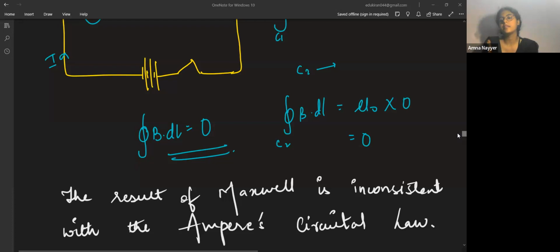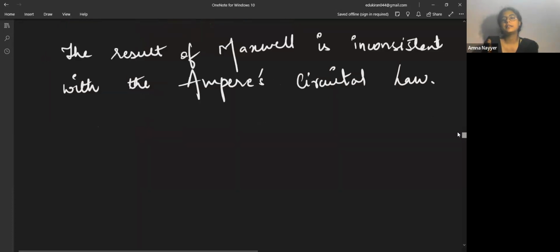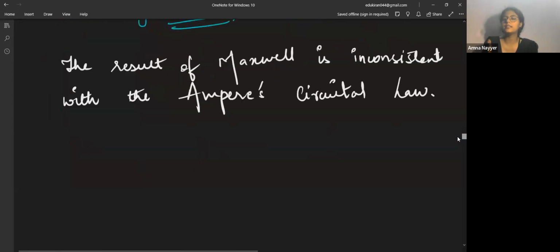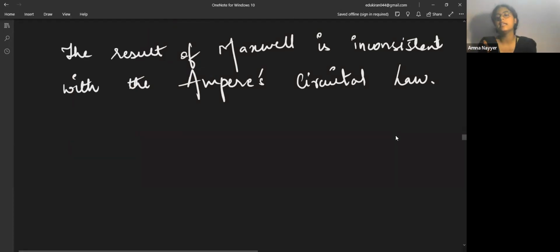Written. Now see, so what have I told you? Yes, the result of Maxwell is inconsistent with Ampere's circuital law. Now see, in order to get the net current of the total circuit, the net current means the current of the total circuit, we have to find out which current is flowing between the plates. Otherwise, the circuit is interrupted. There is no current flowing, but this is not possible. Current is there in our circuit.